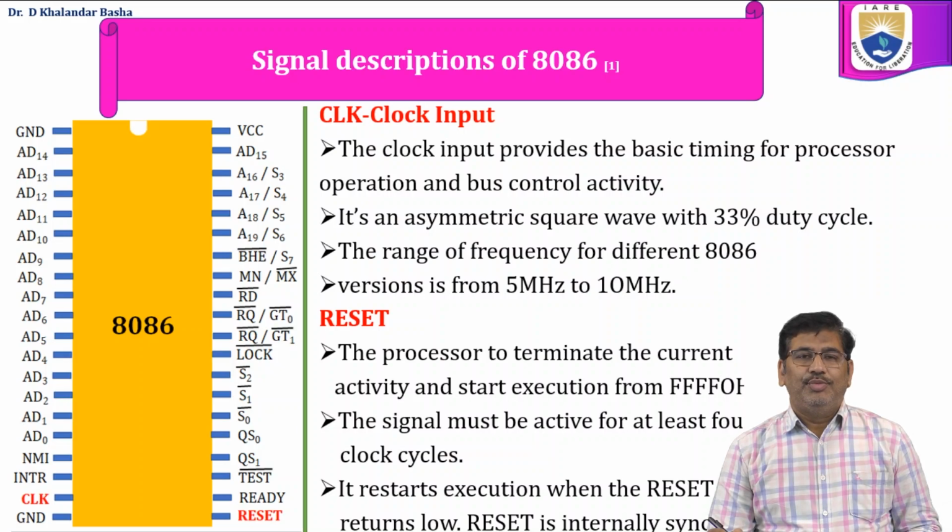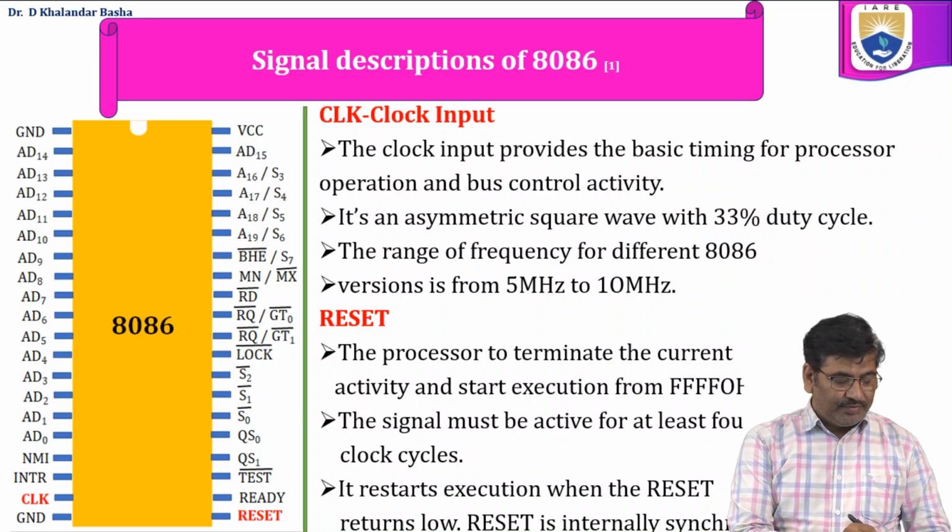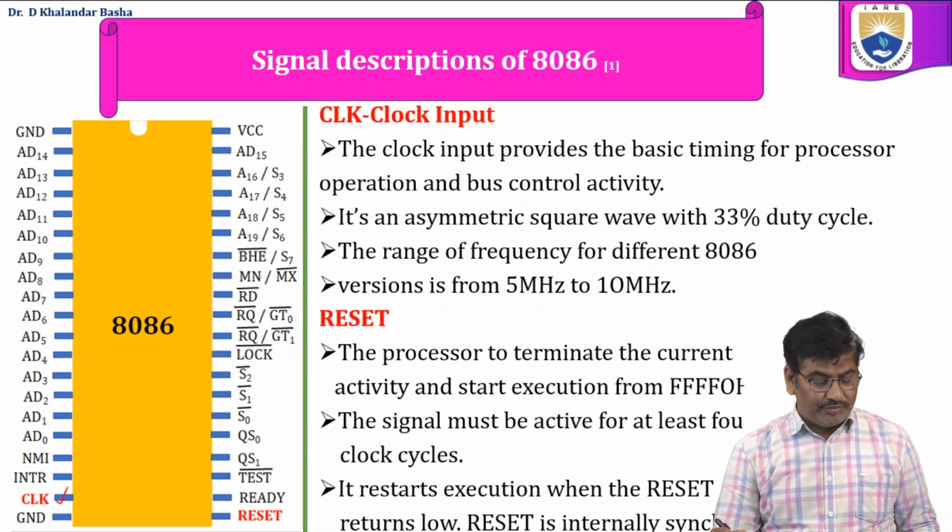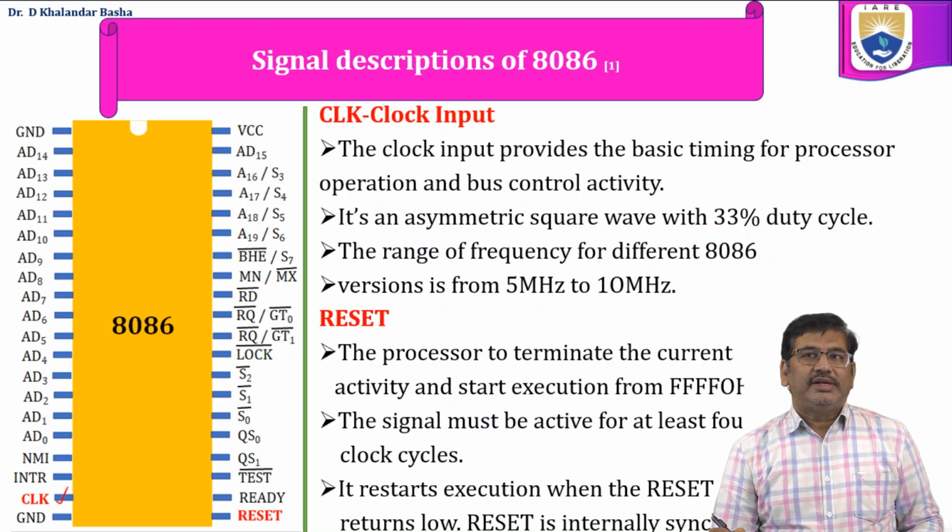The first signal is the clock signal. This clock signal is an input for the 8086 processor. Here we have the clock signal at pin number 19. The clock input provides the basic timing for processor operation and bus control activity. It's an asymmetric square wave with 33% duty cycle. The range of frequency for different 8086 processors varies from 5 MHz to 10 MHz.